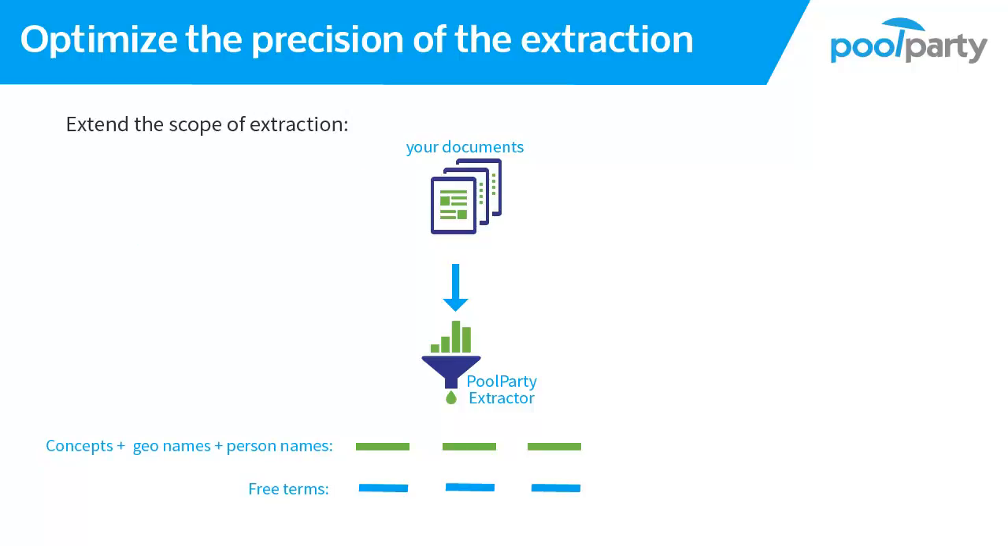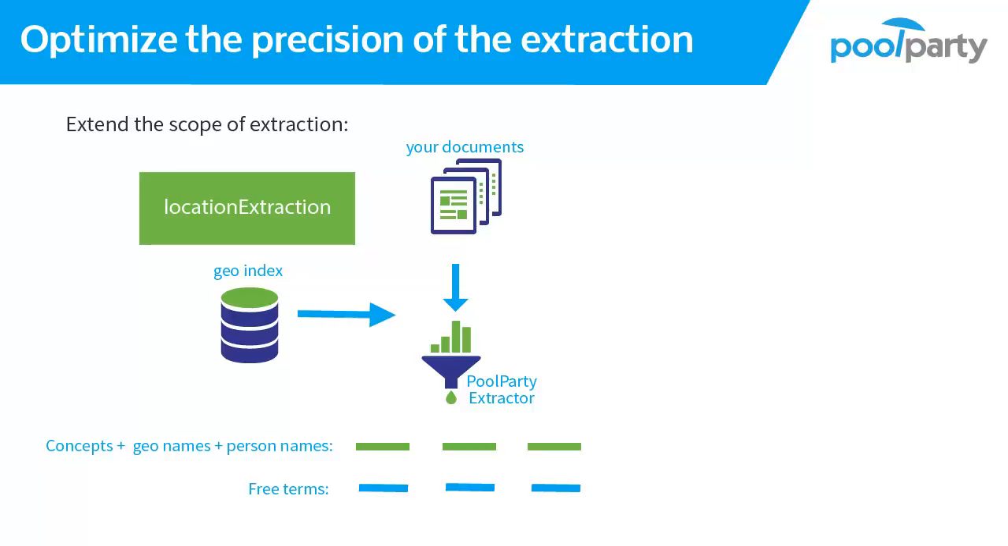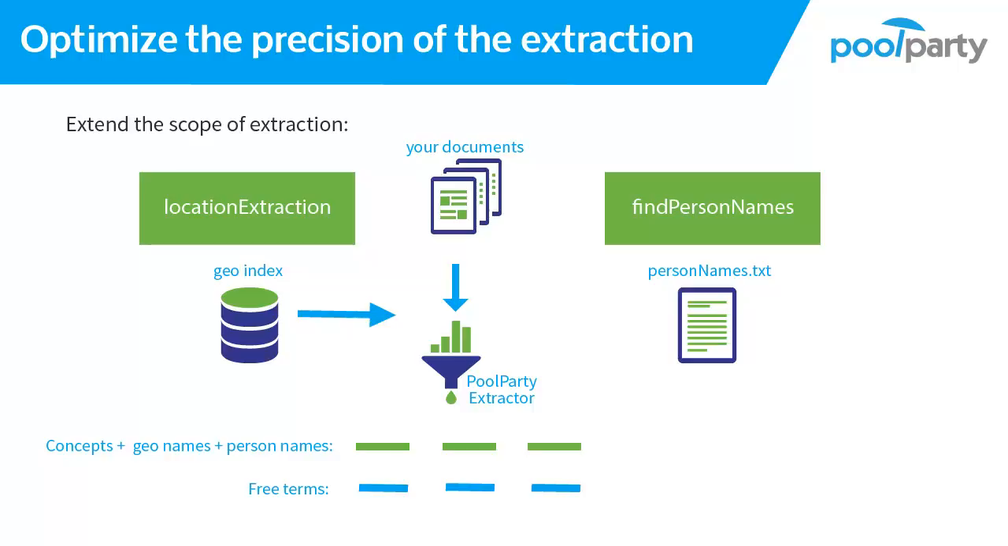The extract call can return even more information, like location, person name, sentiment, custom class, and DBpedia information. One just has to activate the according parameter in the API call. Together with a PoolParty installation, you also get a geolocation index, which is used for the location extraction. The same is for the person names. The person names can be also exchanged or improved easily by providing a text file containing these names.